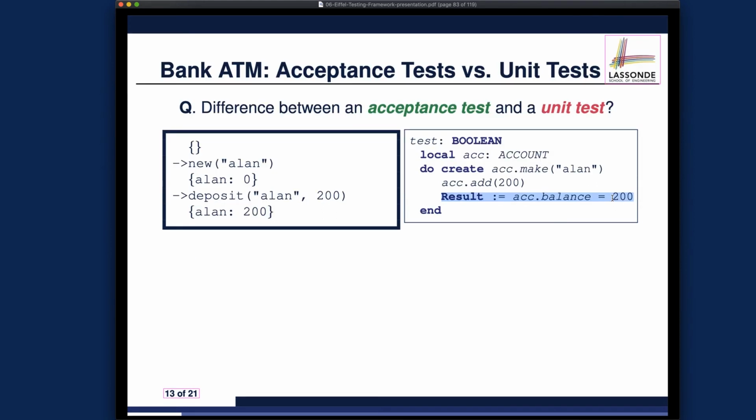So now here's the question. What's really the difference between an acceptance test over here and a unit test? Come up with the differences from different angles and list them. Think about it before I show you the answer.